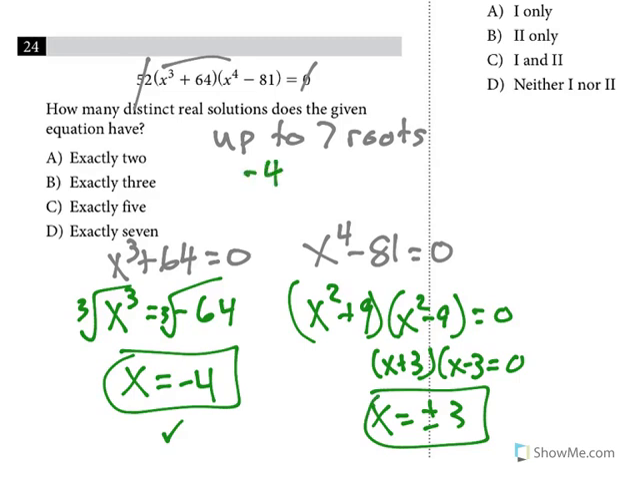Right, negative 4. If I check, that will work. If I substitute 3 over here, that's going to give me 81 minus 81 is 0. That's going to work. If I substitute negative 3, it's going to give me negative 3 in parentheses to the 4th is 81 minus 81 is 0. Right? So we get 3 roots.